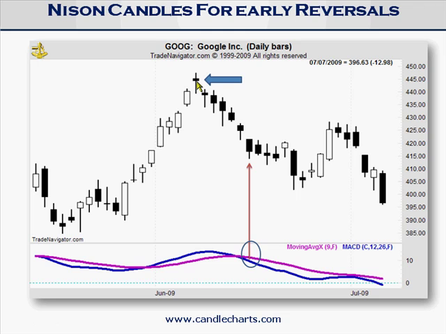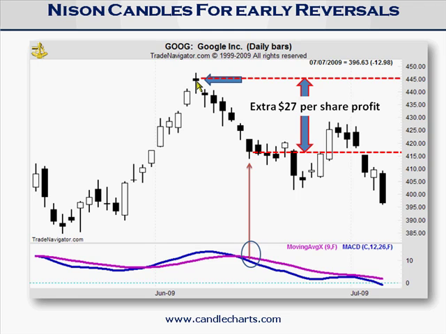So essentially, by using candles, that would have been an extra $27 per share, either as profit by getting in on a new short position, or if you're an option trader by buying puts, or as a signal to exit on a current long position.